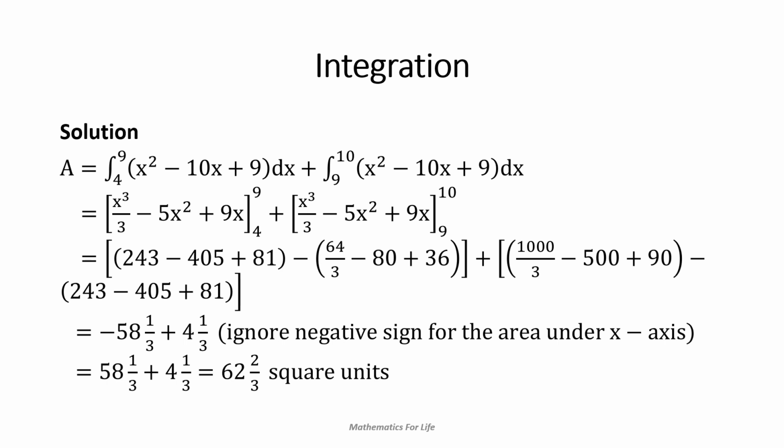And so for the first one, we are going to have x cubed over 3 minus 5x squared plus 9x, and then we shall evaluate for x is equal to 4 and x is equal to 9. And then for the second one, we're getting the same integral, x cubed over 3 minus 5x squared plus 9x, and then we shall evaluate for x is equal to 9 and x is equal to 10.